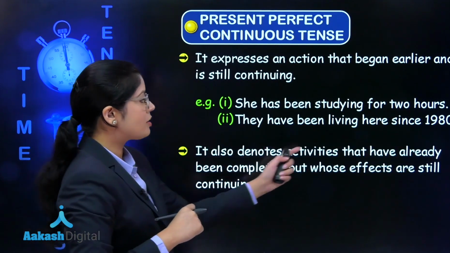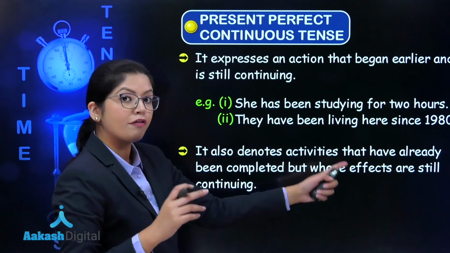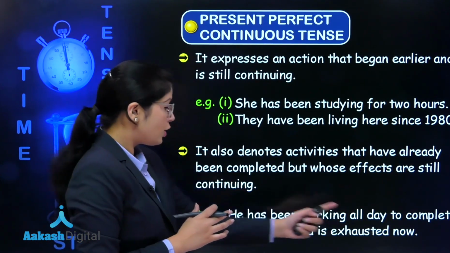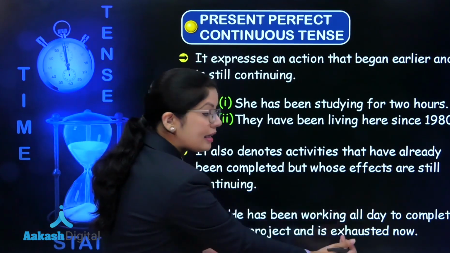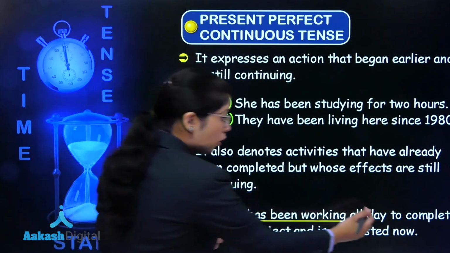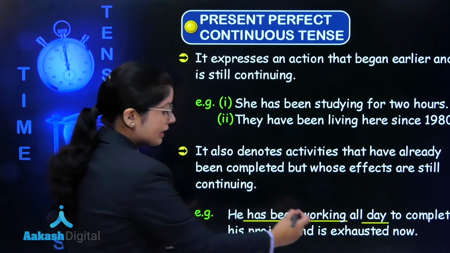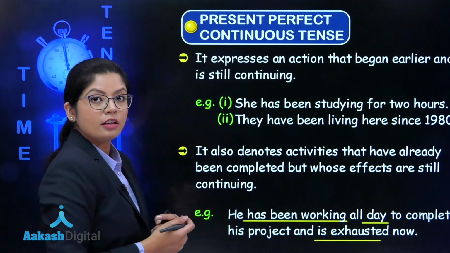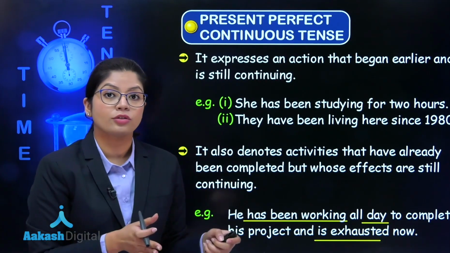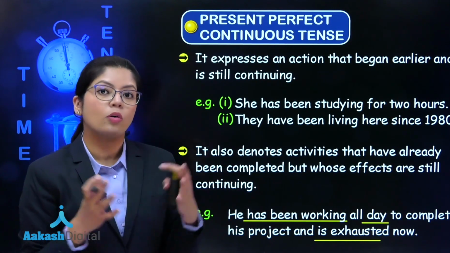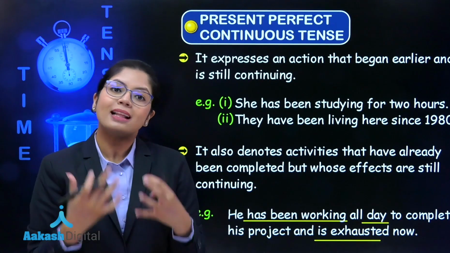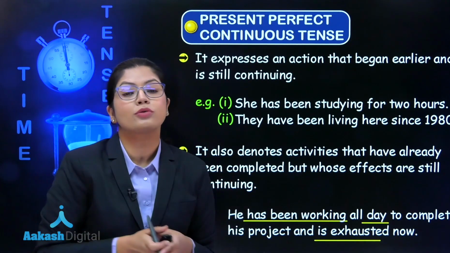Similarly, it also denotes activities that have already been completed but whose effects are still continuing. For example, he has been working all day to complete his project and is exhausted now. Because this activity had been going on the entire day, therefore, the impact is the next activity. So if you notice, present perfect continuous tells you the correlation of time with other actions. So if I combine all present forms together, all 4 forms, it makes it very easy for us to remember those tiny clues that will tell us themselves that yes, I'm supposed to use this tense form.